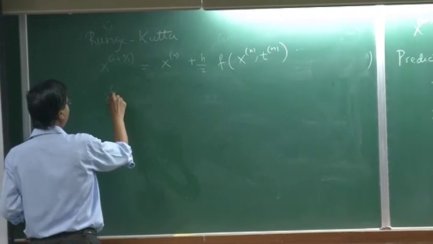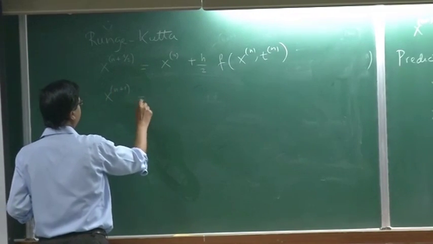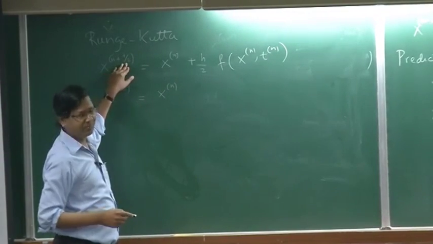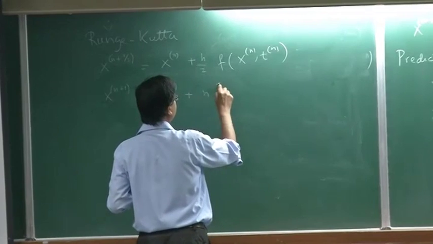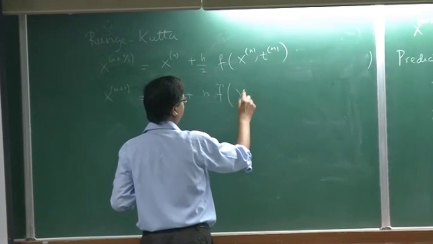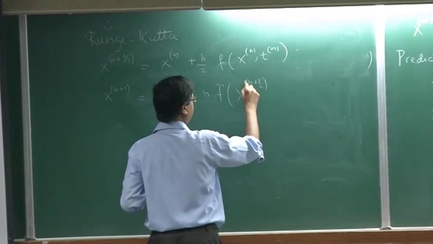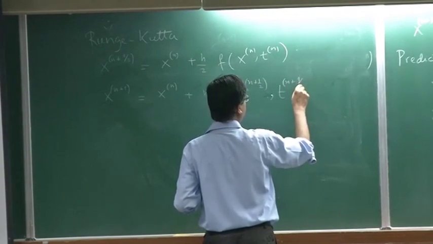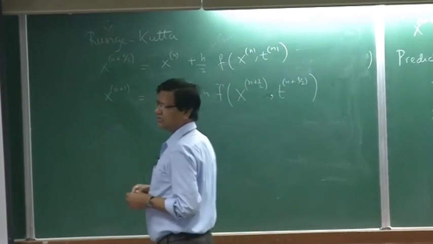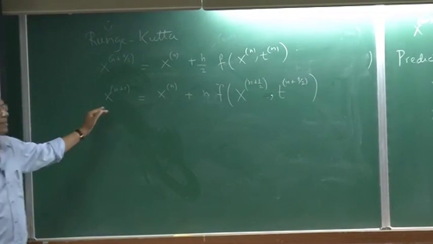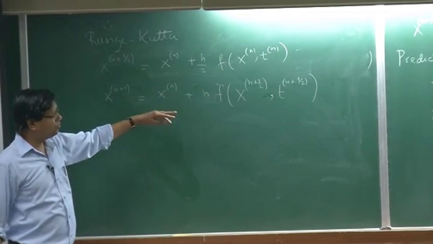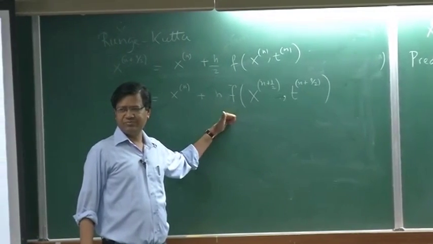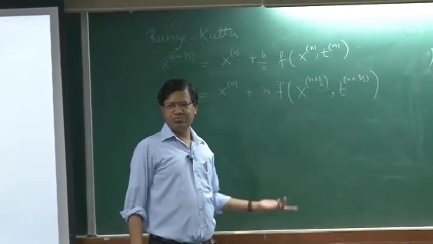Now I say x_{n+1} is x_n, or you can call this a midpoint, okay? x_n plus h f of x_n plus half... So, this is my answer. It is again accurate up to, you can easily show this is accurate to second order, h squared. It is an error of the order of h cubed.